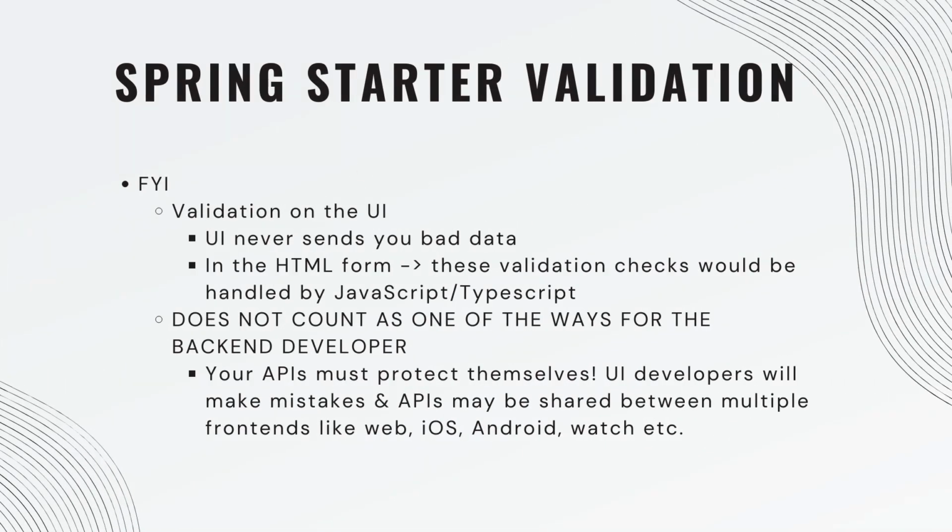FYI, there is another layer of validation that could be possible in your application, which is on the UI. In this case, the UI would never send you bad data. So in the HTML form, these validation checks would be handled by JavaScript or TypeScript. This does not count for us as a backend developer. Your APIs must protect themselves. You can't rely on the external world to always send you good data. Sometimes UI developers will make mistakes, but also APIs could be shared between multiple front ends like web, iOS, Android, watch. Maybe you have really robust validation on the web app, but the watch app isn't as robust and relies more on the backend.